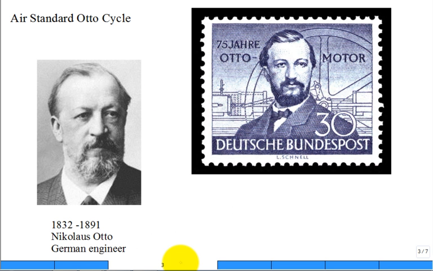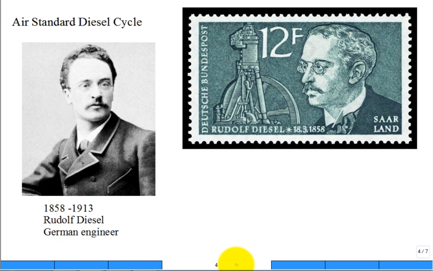So the Otto cycle is named after this person who lived during these years, 1832 to 1891, Nicholas Otto. He was a German engineer. You can see that they honored him with a postage stamp, and this is a big flywheel connected to a piston going back and forth in some engine. So that's the Otto cycle. We'll talk a little bit more about it. Here's the diesel. It's named after a man whose last name was Diesel, Rudolf Diesel, a German engineer. These are the years that he lived. And they even honored him with a postage stamp in Germany. I don't know what year it was issued.